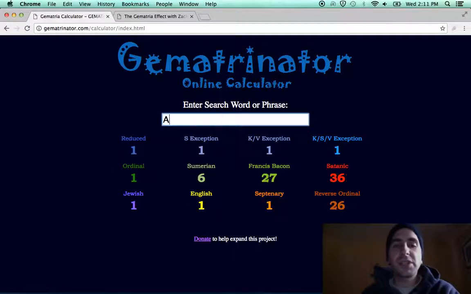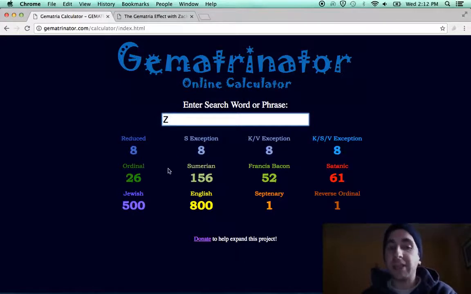So here, let's go to just a single letter digit to show you something. Notice just the letter capital A. Let's talk about Sumerian gematria. That's where you multiply each letter times 6. So capital B is 12. Capital C is 18. You see? Capital D is 24. 26, or Z, the 26th letter, is 26 times 6, 156.